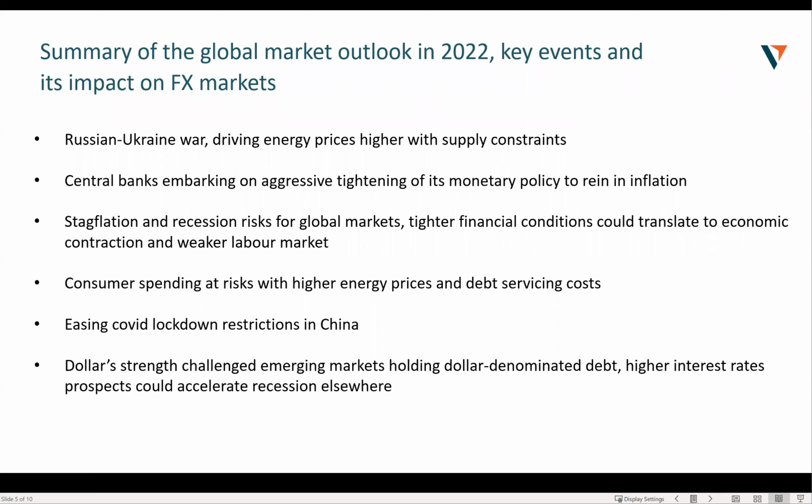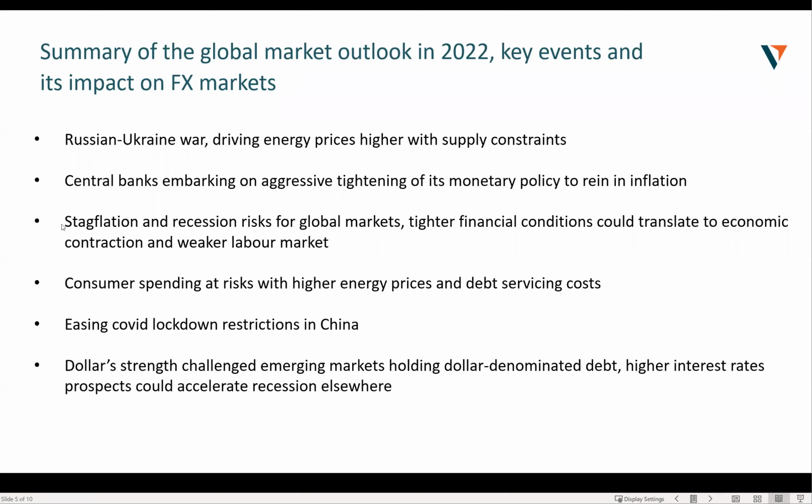Along with that, especially for the Fed, the Fed's hawkish stance has pushed the dollar higher for this year. So the dollar has been outperforming as compared to its G7 peers. We'll take a look at the chart later. And we also have stagflation and recession risk for global markets in general. Depending on the region itself, tighter financial conditions can also translate to economic contraction as well as a weak labor market.